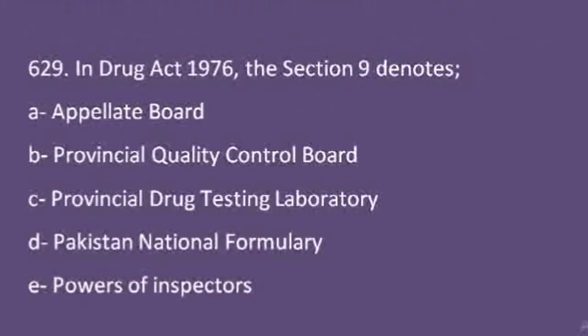Now, in Drug Act 1976, Section 9 denotes, so options are Appellate Board, Provincial Quality Control Board, Provincial Drug Testing Laboratory, Pakistan National Formulary, Powers of Inspectors. Actually, in Drug Act 1976, Section 9 denotes Appellate Board. So A is our correct option here.